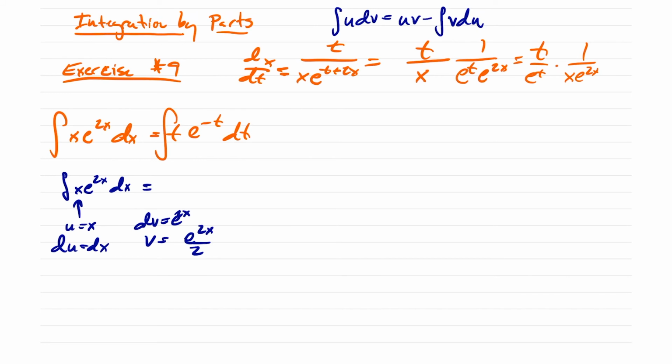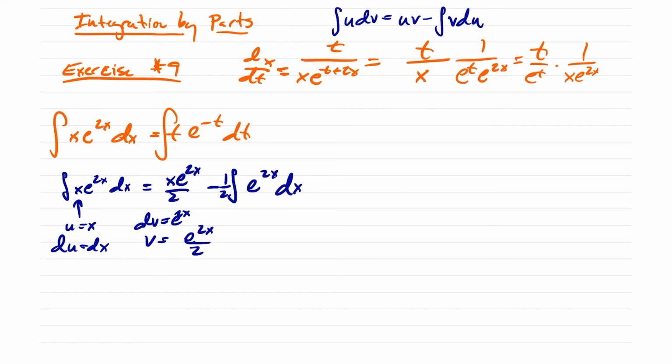All right, so now let's put it together. So I get x times e to the 2x over 2, so that's u times v, minus the integral of v du. So v had a 1/2 here, so I'm going to pull that out. And then we have e to the 2x, that's coming from the v as well. Now I'm going to write this as du here, but du is just dx.